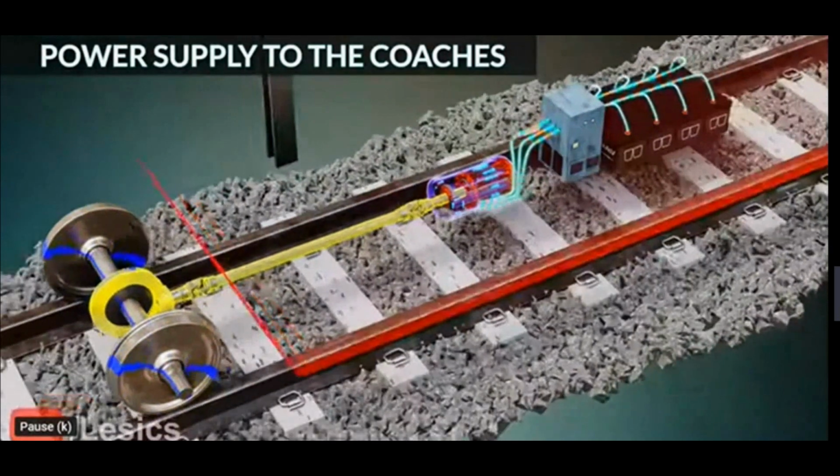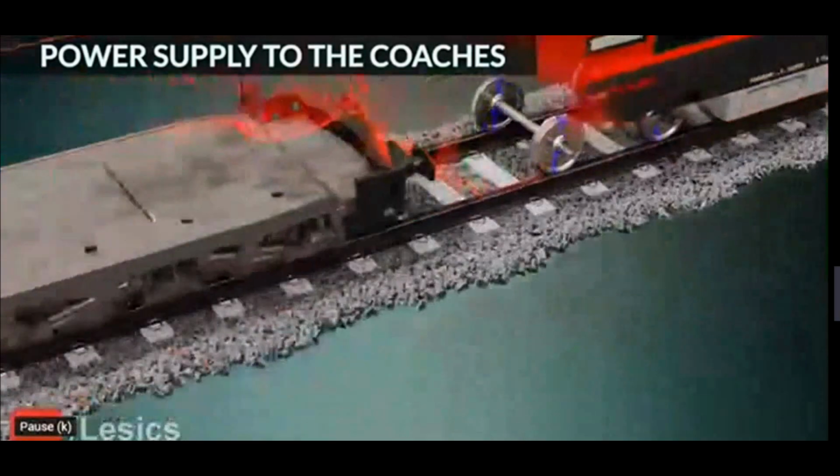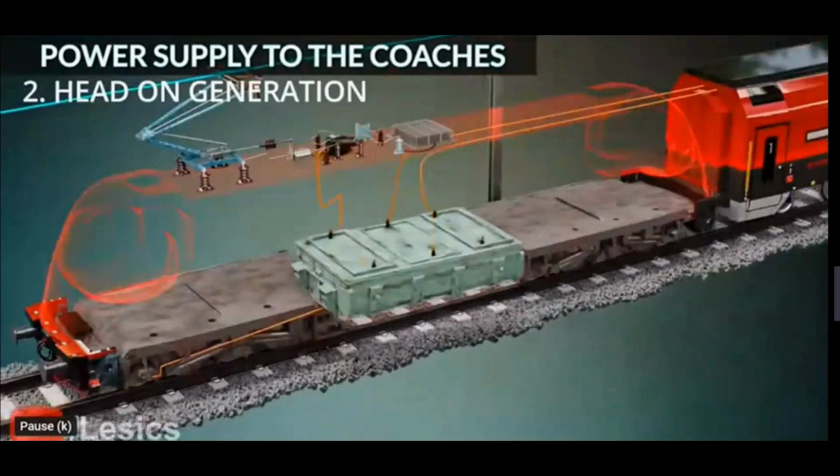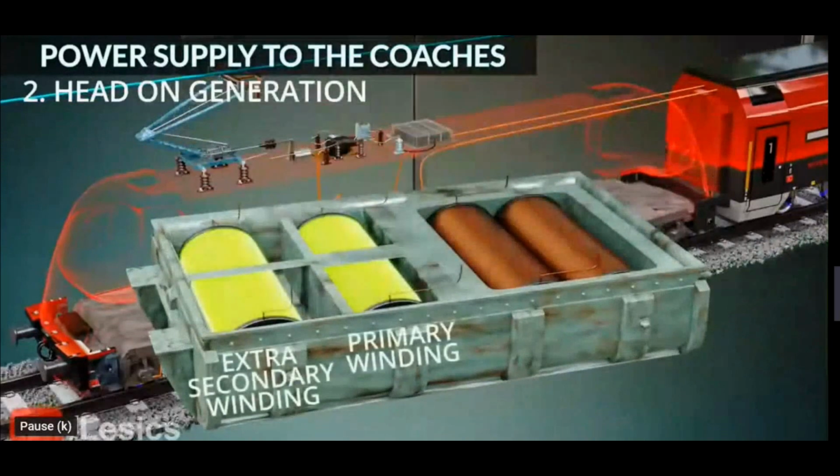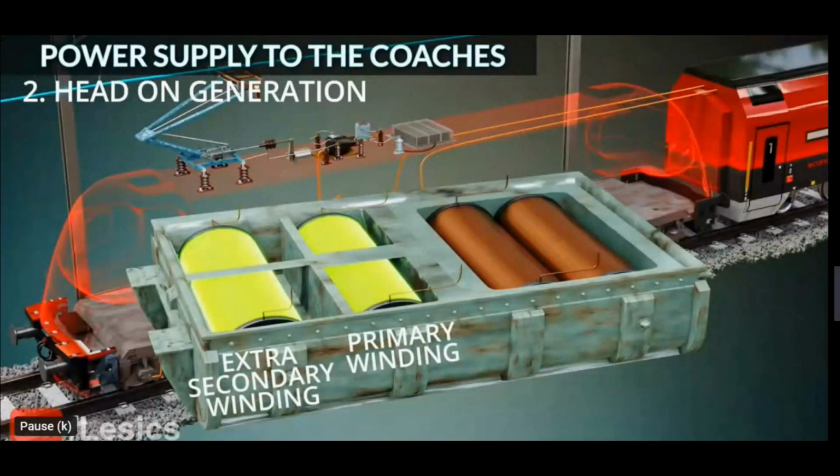So the most common way to supply power to the coaches is head-on generation. In this method, an extra winding is added up in the locomotive transformer, which supplies the power to all the coaches.